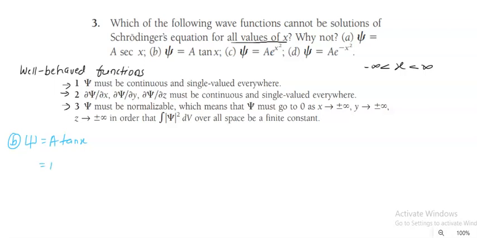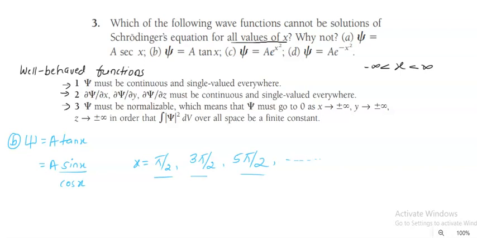So tan x can be written as sin x divided by cos x, right? Again the function goes to infinity at x is equal to pi by 2, 3 pi by 2, 5 pi by 2, right? Because cos of pi by 2 is 0, cos of 3 pi by 2 is 0, cos of 5 pi by 2 is 0, and so on. So 1 by 0 becomes infinity. So that's why the wave function is discontinuous at pi by 2, 3 pi by 2, and so on.